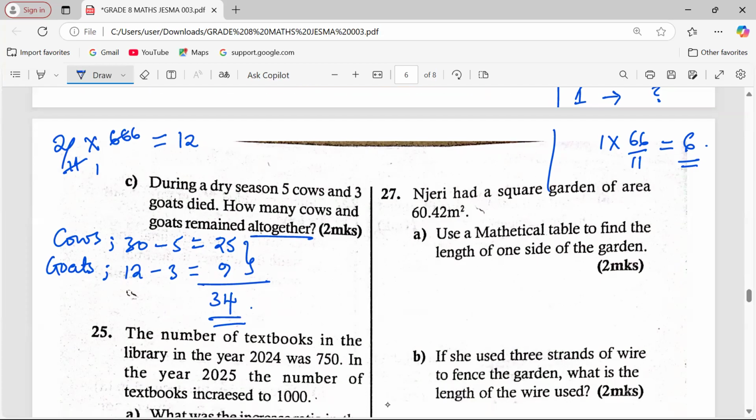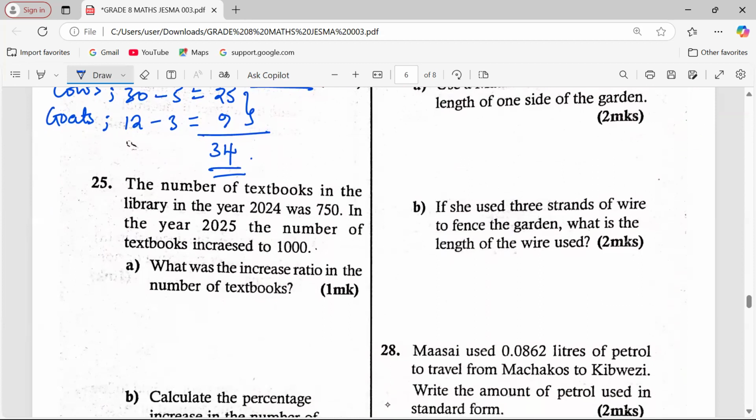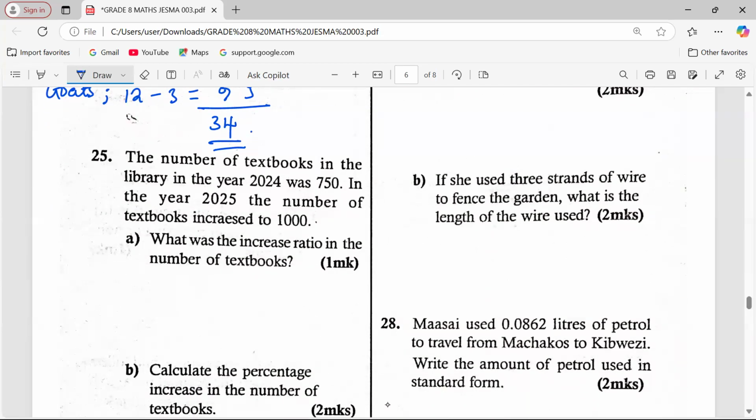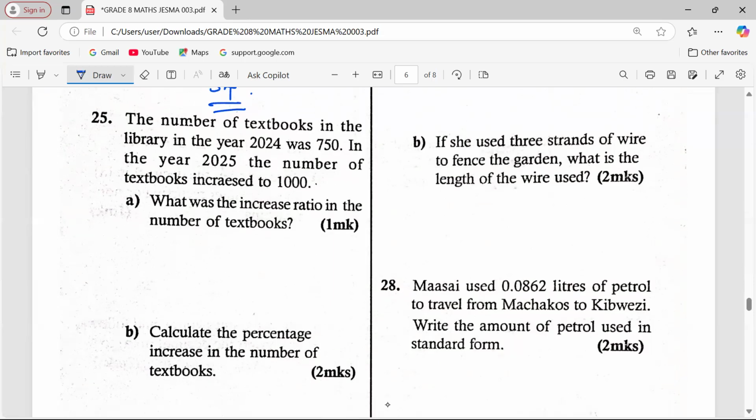We got to number 25 now, whereby we say the number of textbooks in the library in the year 2024 was 750. In the year 2025, the number of textbooks increased to 1,000. What was the increase in the ratio? What was the increase ratio in the number of books? So we take the new ratio so that we may get the increase ratio. The new amount is to the former amount.